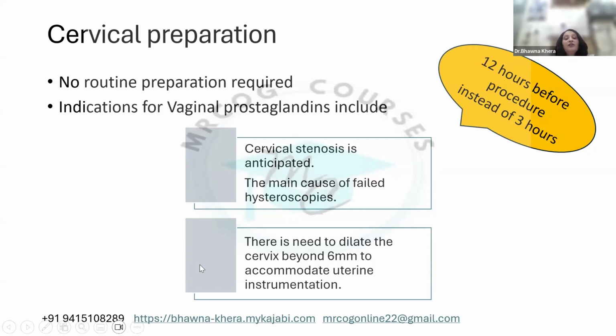Now, sometimes you may need to take a hysteroscope with a bigger diameter. So there is a need to dilate the cervix beyond 6 millimeter to accommodate the uterine instrumentation. Now, when to get the cervical preparation? The older version of the guideline used to say that we have to do the cervical preparation 3 hours before, but the new guideline recommends that if we need cervical dilatation, we should do this medication at least 12 hours before the procedure.